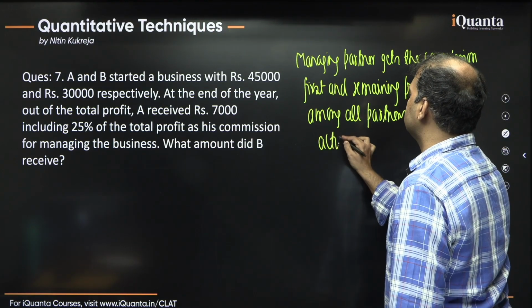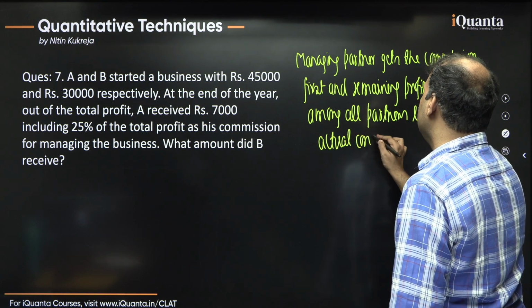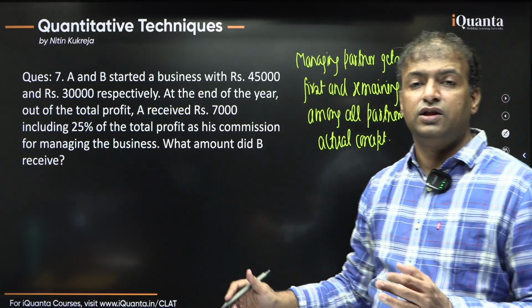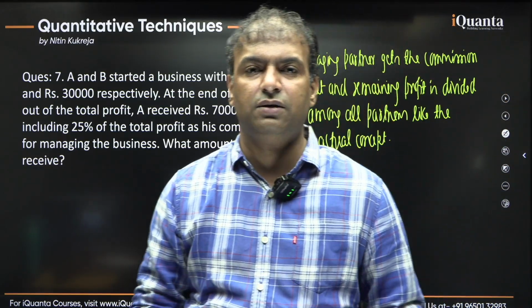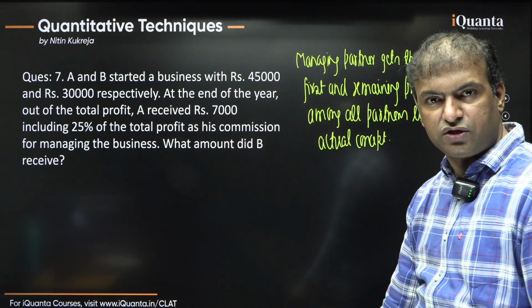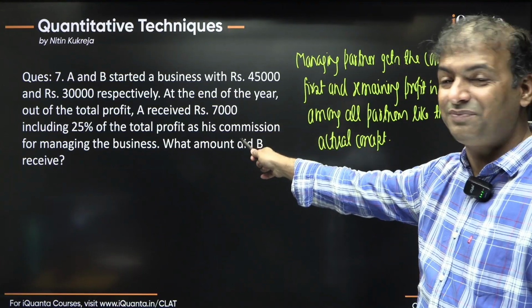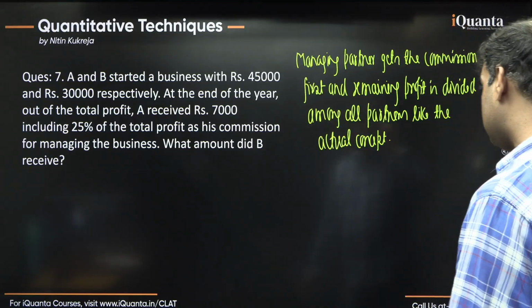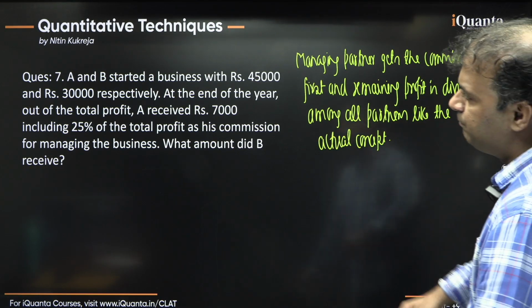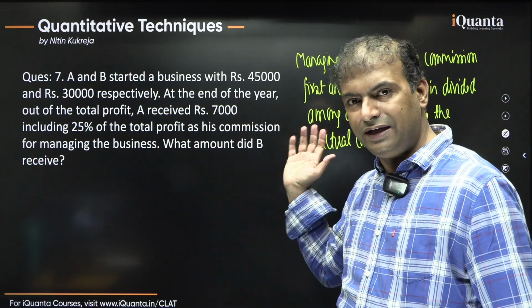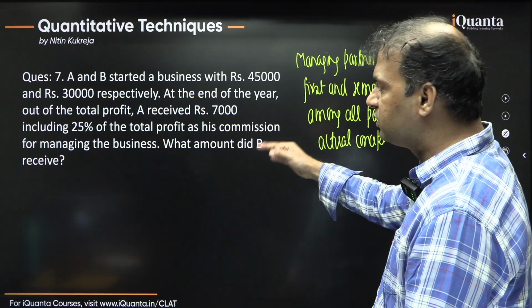What is the actual concept, guys? Remember the concept through which we are learning so far, the concept of simple partnership and compound partnership. So first, Mr. A, sorry, he is the managing partner, will get the commission for managing the business, and then the remaining profit will be divided among all the partners in a similar way as we were doing so far, till question number 6.